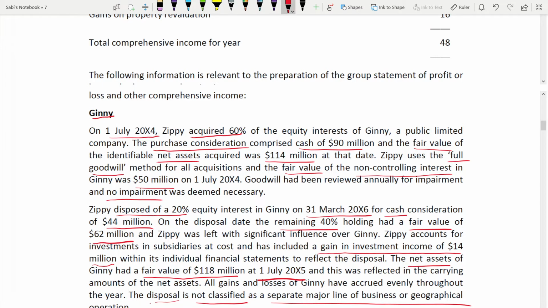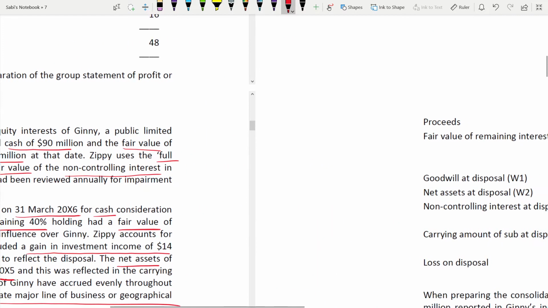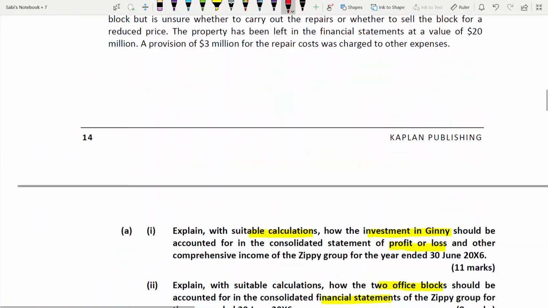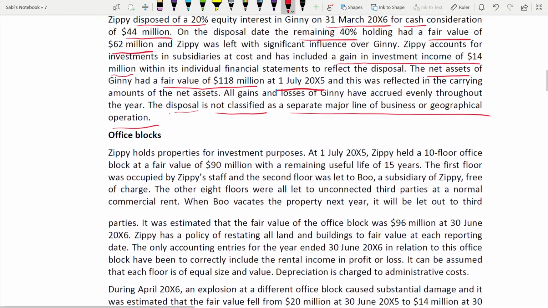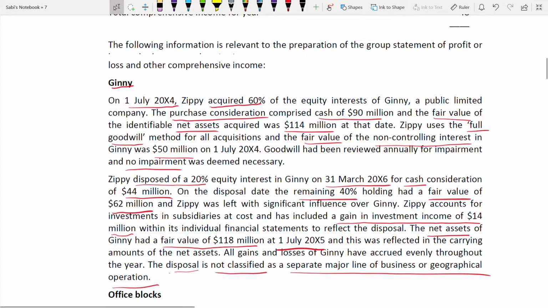The question asked you the date. Go to the requirement again. They asked for this year, 30th June 2006. For this year end they want 30th June 2006. So you disposed on 31st March. That means before the date of disposal you have to calculate from the date of the acquisition, only in that period. Even though you acquired on 1st of July 2004, you cannot take that because you have to calculate for 12 months to 30th June 2006.